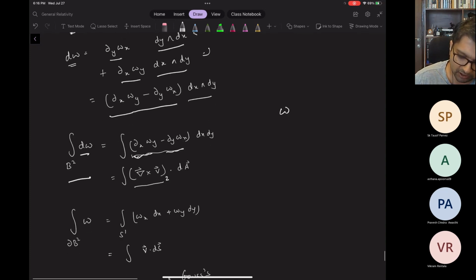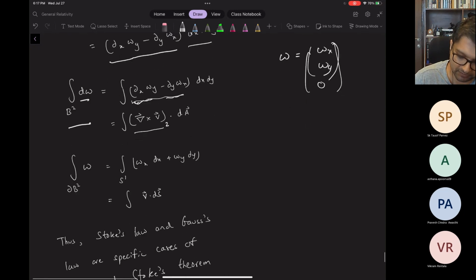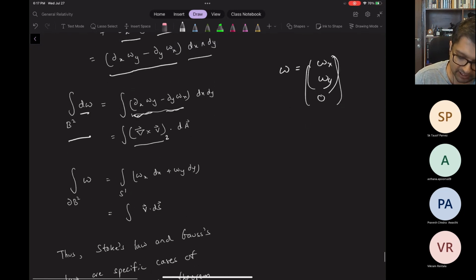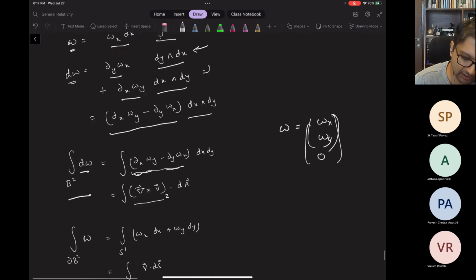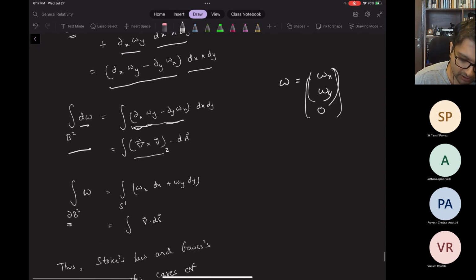So this is like the curl of a 2D vector field, and I've taken the z component of the curl. Okay, so it's something like this, and I've taken the z component of this. And similarly, the right-hand side of Stokes' equation is the integration over the boundary of this ball, which is the circle. The integration of omega over S1 is the integral of omega x dx plus omega y dy.